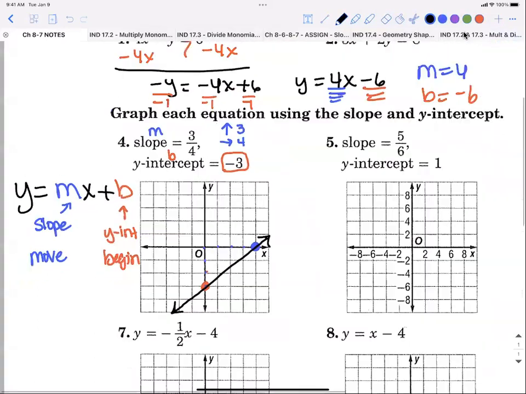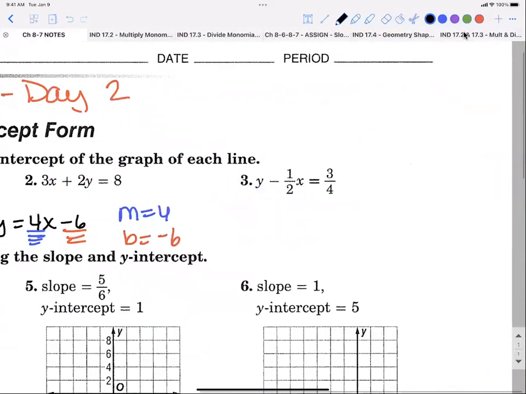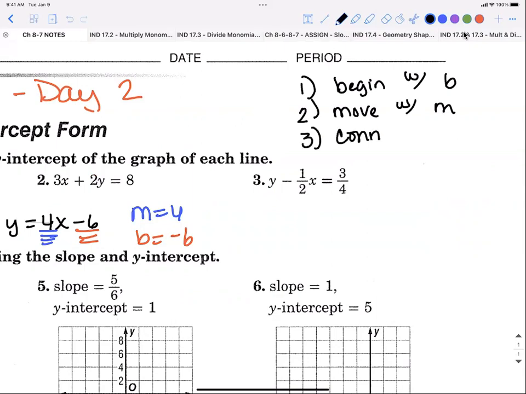So, which I would like you to do in your notes, if I was to give myself a written out step by step, it's really not bad. Step 1, you begin with your B. Step 2, you move with your M. And then step 3 is you just connect the points. I'll say points because it's technically points. I want to get mathy. You just draw your line. That's it. You begin with your B, you move with your M, and then you connect the points with a straight line.